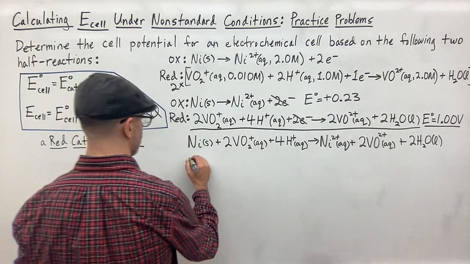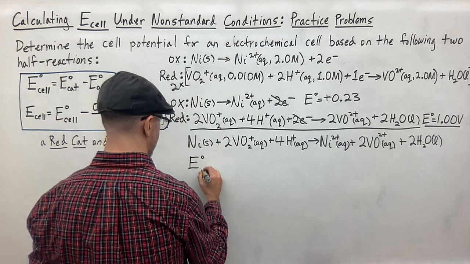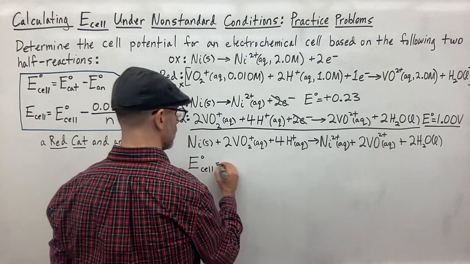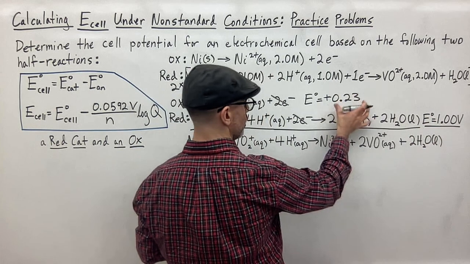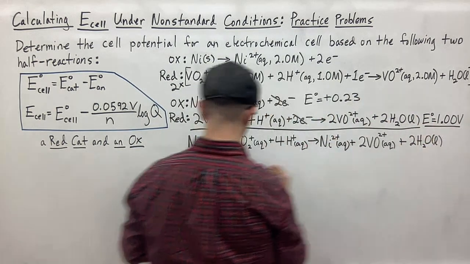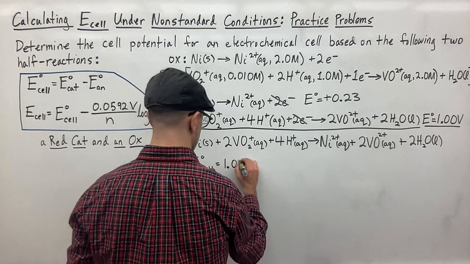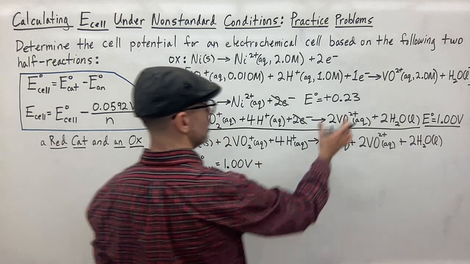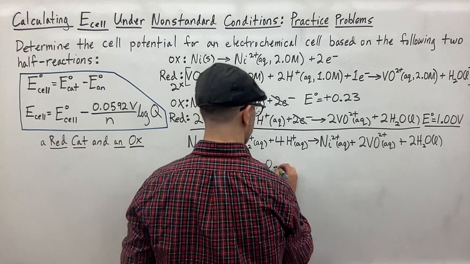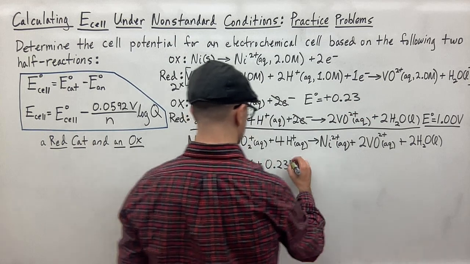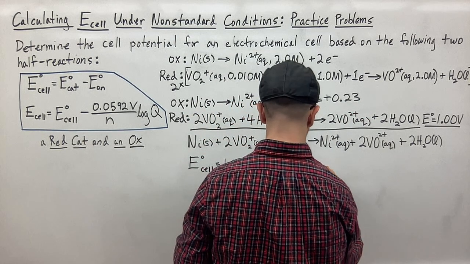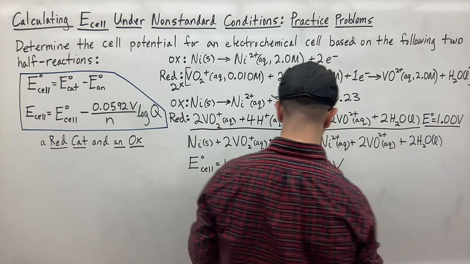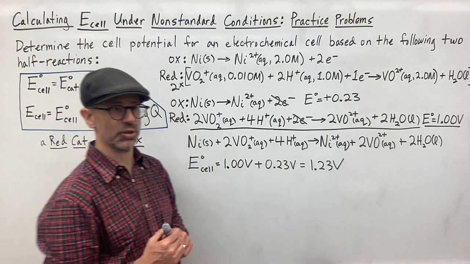So then what you get is the standard cell potential for this reaction is going to be equal to these two added together. So this plus this: 1.00 volts plus 0.23 volts, and we get 1.23 volts for our standard potential.